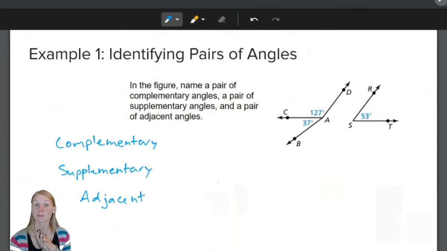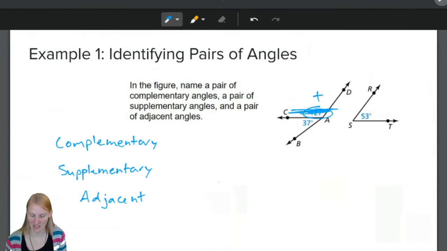Complementary means that they add up to 90. So, let's start looking at some angles. 127. That's already bigger than 90. If I add something with 127, it's going to be bigger than 90. So I can't even use that one. That one cannot be complementary because it's bigger than 90. But 37 plus 53, hey, is 90. So that means these two angles are complementary because they add up to 90.